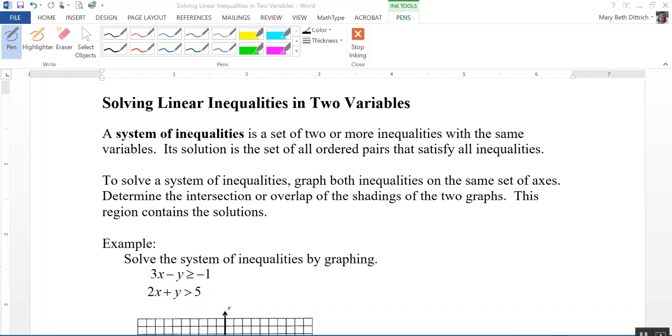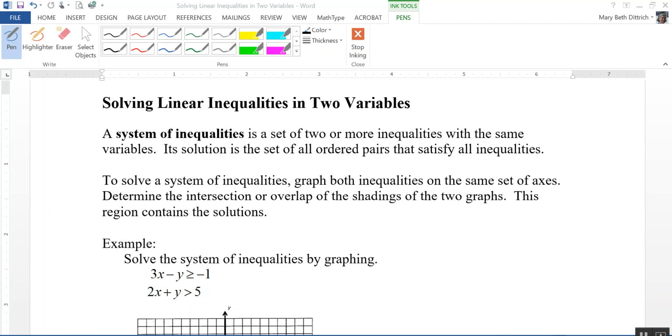This video is on solving systems of linear inequalities in two variables. A system of inequalities is a set of two or more inequalities with the same variables. Its solution is the set of all ordered pairs that satisfy all of the inequalities.